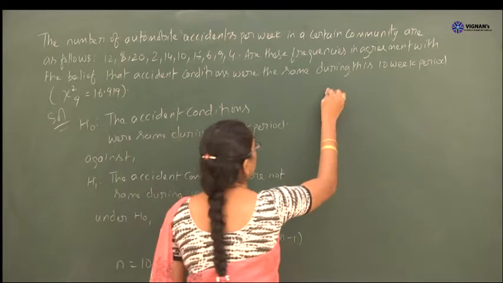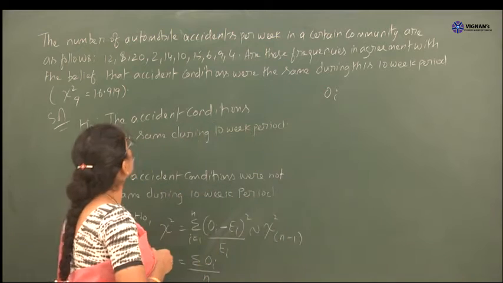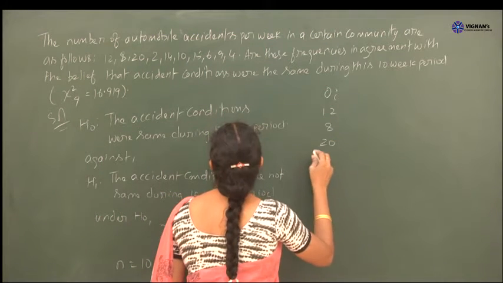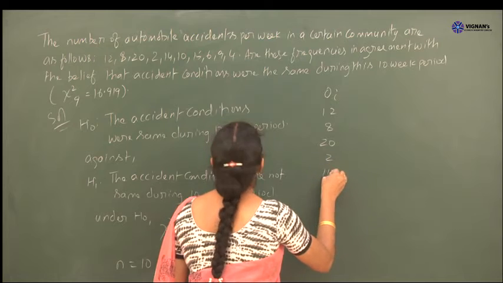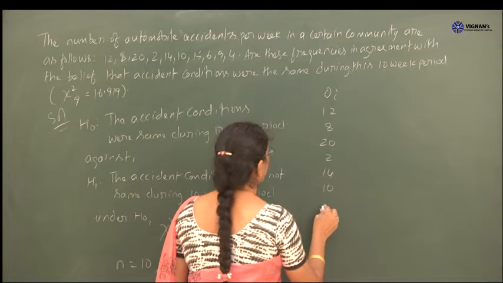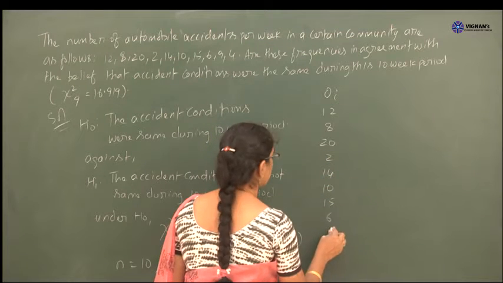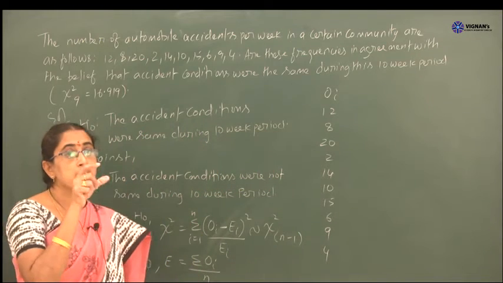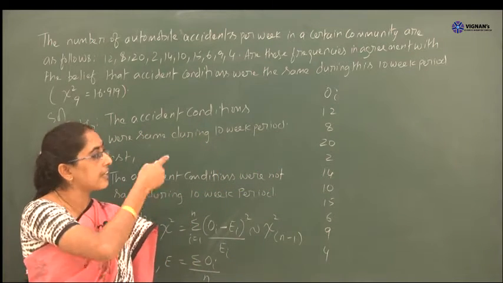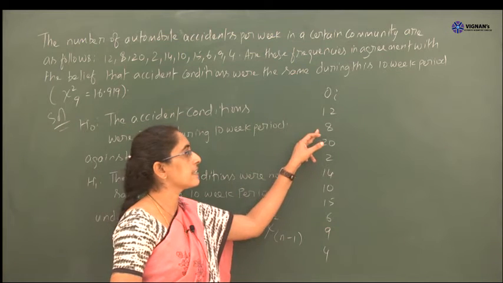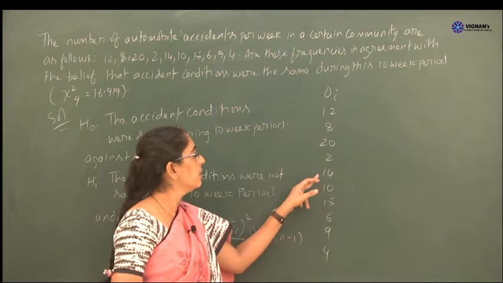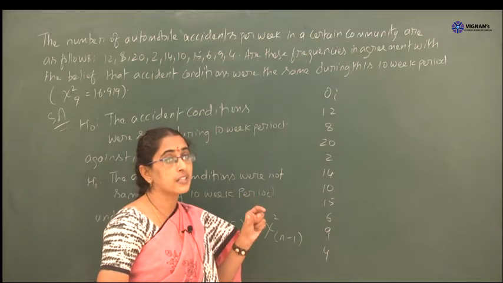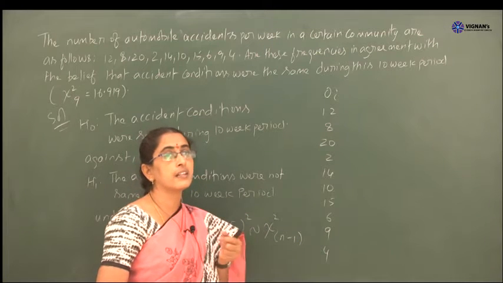Now this is the observed, right? The frequencies are 12, 8, 20, 2, 14, 10, 15, 6, 9 and 4. Now coming to the expected frequency, the expected frequency is the same for the 10 weeks period. This is the first week data, second week, third week, fourth week, fifth week, sixth week, seventh week, eighth week, ninth week and 10th week. So the accident conditions were the same during the 10-week period.